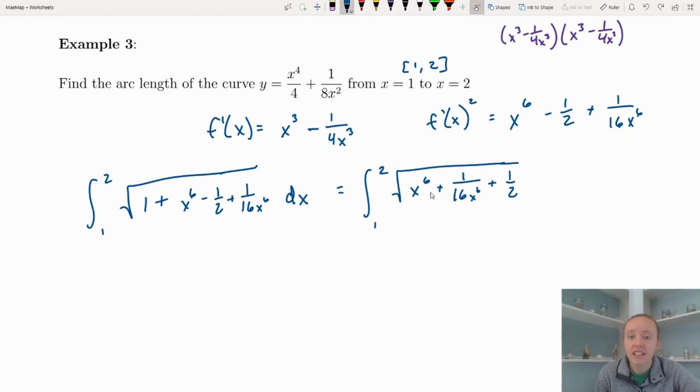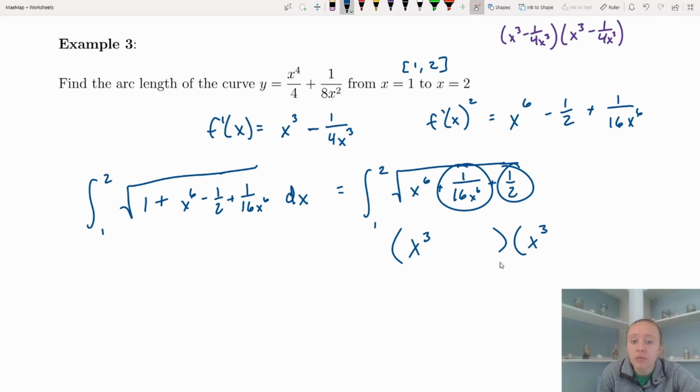If you can see, x to the 6th plus 1 over 16x to the 6th plus 1/2 is, well, I need to have x cubed and x cubed, because x cubed times x cubed is what gives me that highest power of x to the 6th. What I need to figure out is how I can either multiply to get 1/2 and add to get 1 over 16x to the 6th, or vice versa, multiply to get this and add to get 1/2.